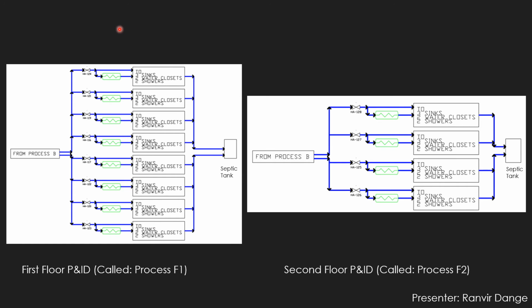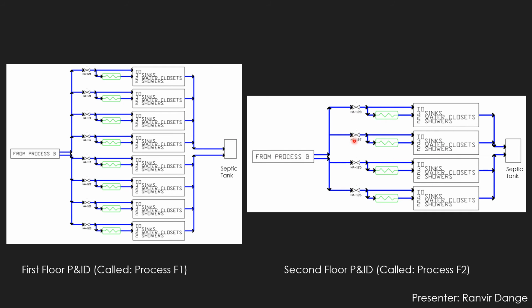The image on the left shows process F1, which is the PNID for floor number 1. The inlet branches into 8 different lines because there are 8 apartments on this floor. For a given apartment, the cold water inlet branches into the water heater so that there is both a cold and hot water supply to the rest of the apartment. These lines are then fed to 3 sinks, 2 water closets, and 2 showers, after which they are drained into the septic tank.